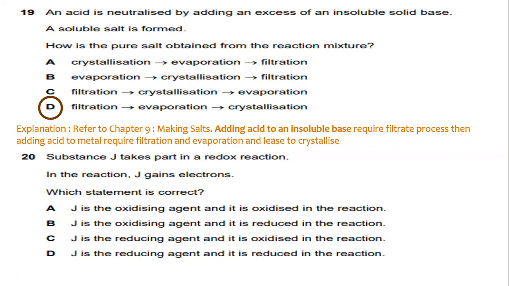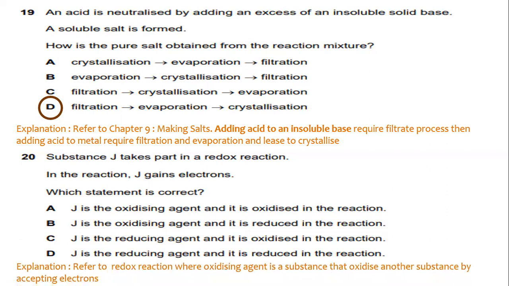And finally, question 20 asks you about substance J taking part in a redox reaction. So this is under the title of redox reactions. In the reaction, J gains electrons. Which statement is correct? Refer to redox reactions, where an oxidizing agent is a substance that oxidizes another substance by accepting electrons. So in this case, the answer should be B.